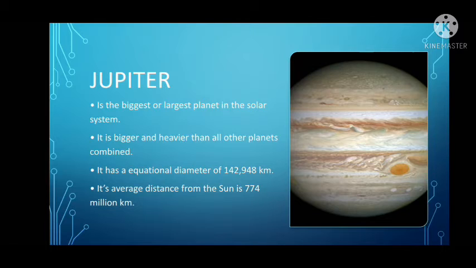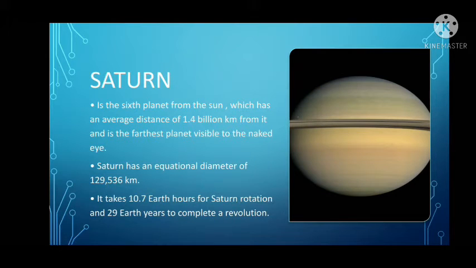Jupiter takes 12 Earth years to complete one revolution and 10 hours to complete its rotation. It has a huge storm in its atmosphere called the Great Red Spot. Jupiter has 50 moons, with an additional 17 moons recently discovered and currently being confirmed. One of its moons, Ganymede, is the largest in the solar system.